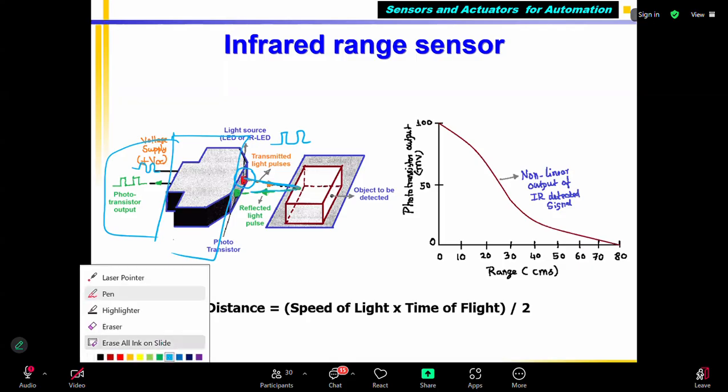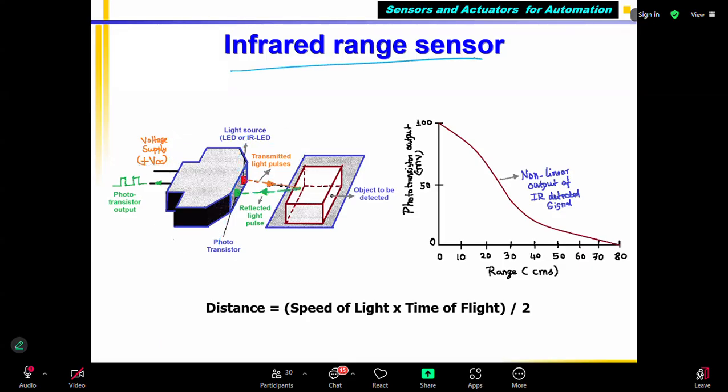This range sensor has two parts. One is called the transmitter, and the other is called the receiver. The IR light pulse is created by the IR LED. When I give a pulsed voltage, it generates IR light pulses. This is called the transmitter. It generates the light pulses. Now, for example, it emits one light pulse.